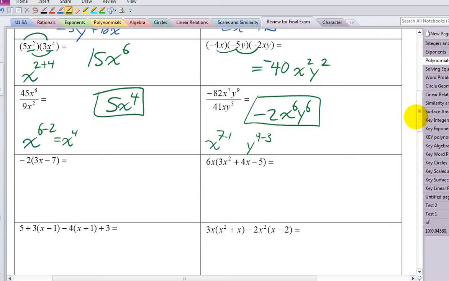Good. Next one here, we have to draw it. So we have negative 2. We should shade those in. And at top, we have 3x minus 7. 2, 3, 4, 5, 6, 7. So we have basically negative 2 groups of that.